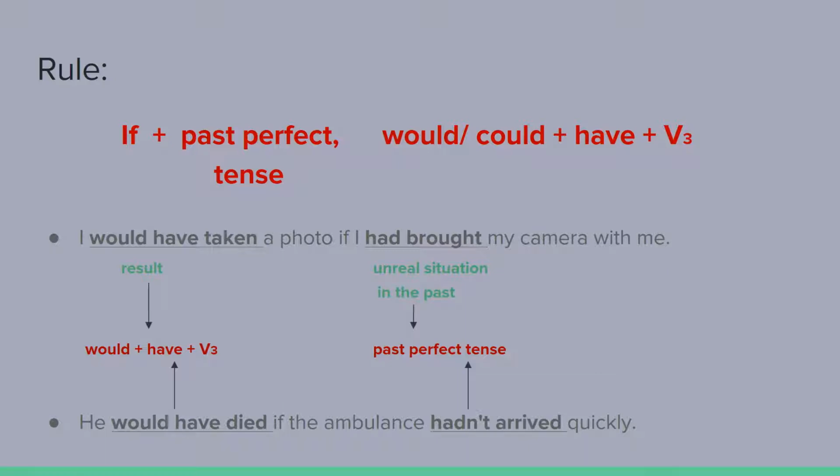Since I didn't bring my camera with me, since I don't have my camera with me, the sentence with if is an unreal situation, and as you can see, we use past perfect tense, and in the result section, we use the verb as would plus have plus verb 3. The same formula could be applied to he would have died if the ambulance hadn't arrived quickly. Again here, in the situation sentence, we use past perfect tense, and in the result section, we used would plus have plus verb 3.